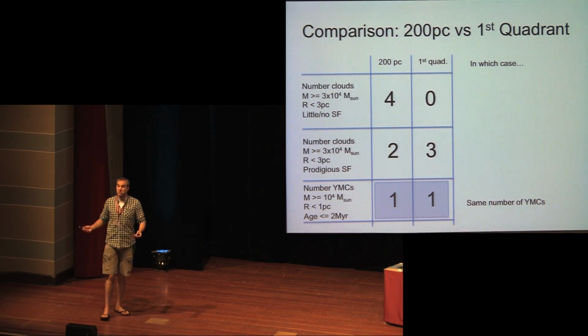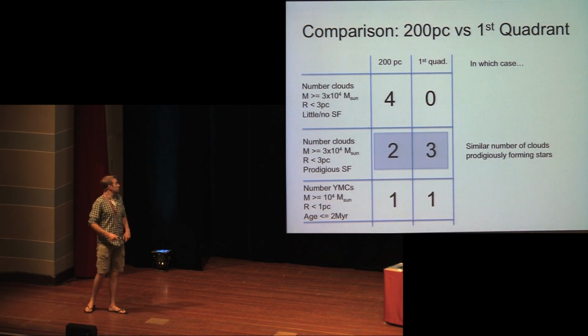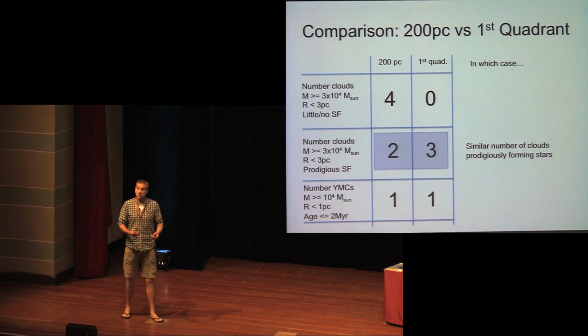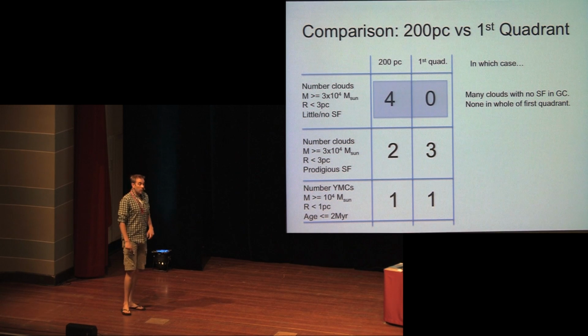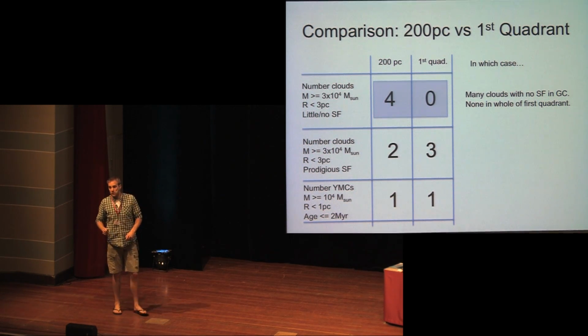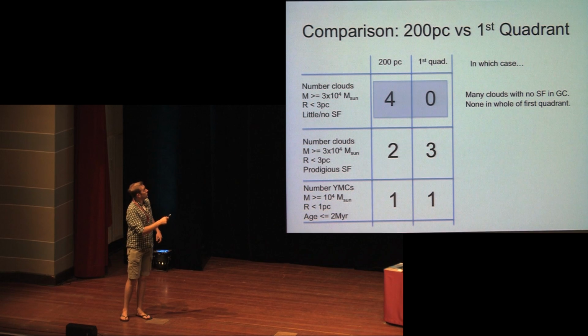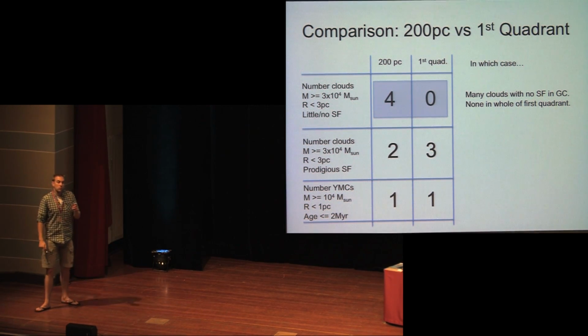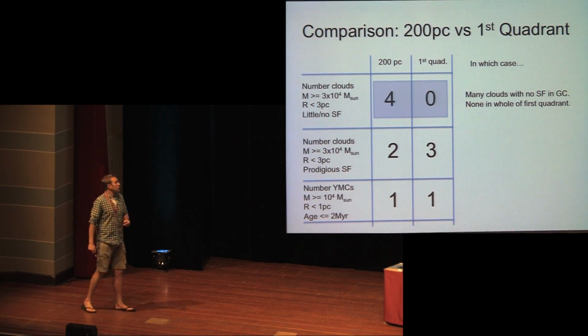Well, we have the same number of YMCs in these 2 regions. We have a similar number of clouds prodigiously forming stars. But we have a vastly different number of clouds with no star formation. There are 4 in the inner 200 parsecs and none in the first quadrant. So I would argue this is telling us something important about the way you assemble your mass into YMCs.